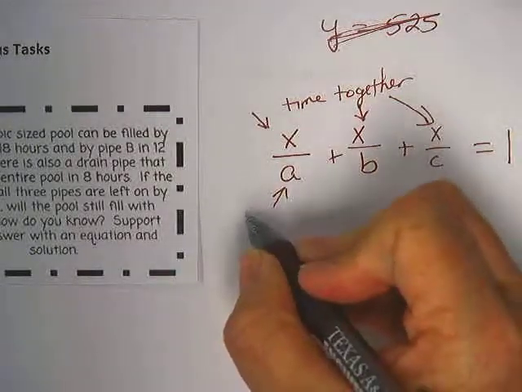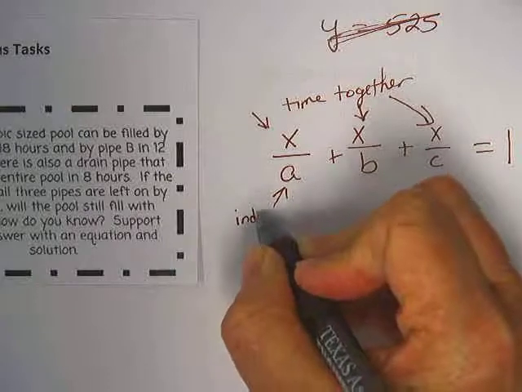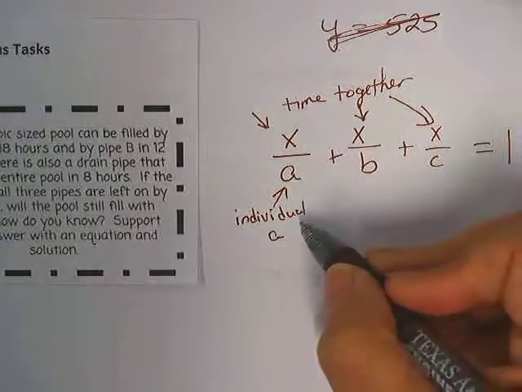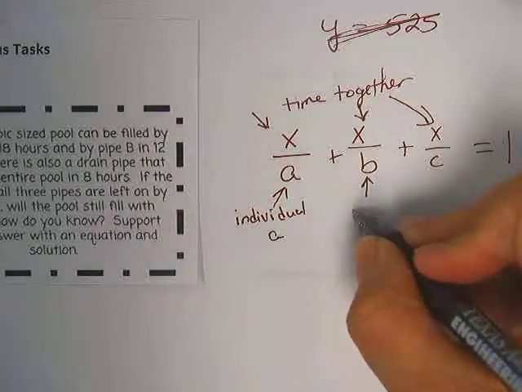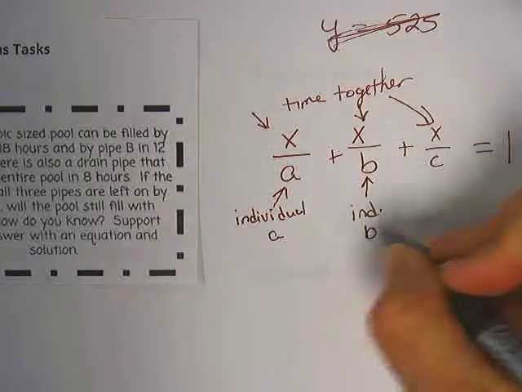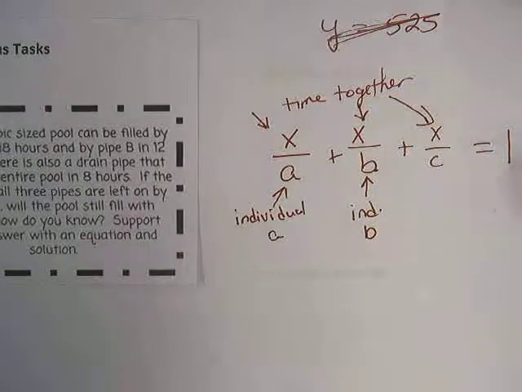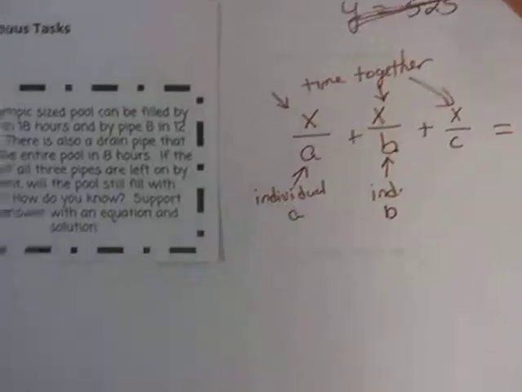A is the amount of time that the individual takes. So individual A, how long it takes them. Person B, how long does it take person B to do the job by themselves? C is how long it takes person C by themselves.